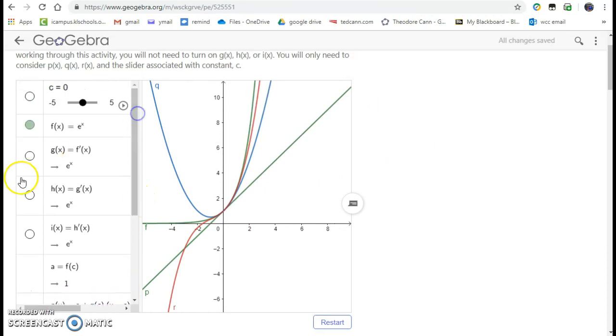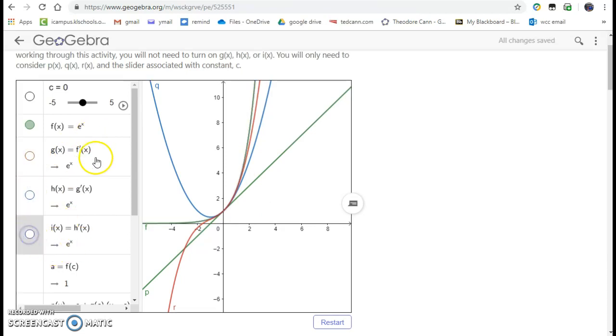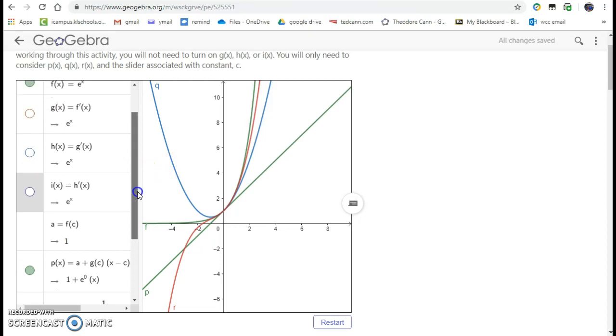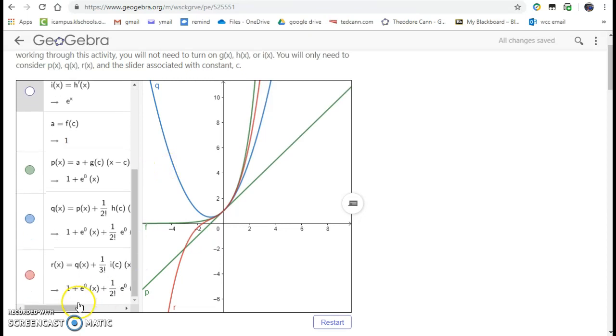Anyway, you can see here that there are functions g of x, h of x, and i of x. If I were to turn them on, it's hit or miss as to whether they appear anyway, because this is e to the x, so it would just overlap with the e to the x that's already there. For example, if I unclick e to the x and then click the derivative, it just takes the place of it, so it's overlapping. Anyway, those three functions are embedded in the Taylor expansion, right?